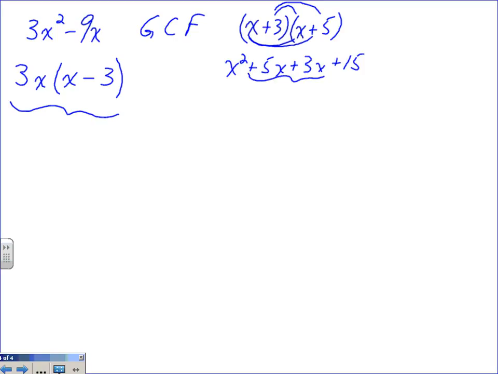And then we took those two middle terms, 5x and 3x, and we added them together to get x squared plus 8x plus 15. So look at that original problem. You see the 3 here and the 5? You multiply them together, and you get 15. But if you add them together, 3 plus 5, you get 8.